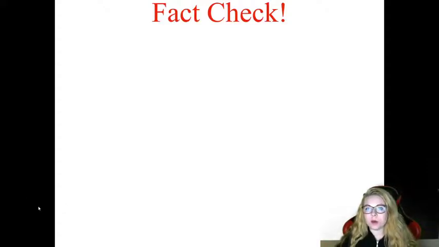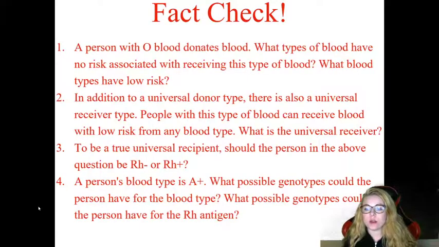Number 1 says that a person with O blood donates blood. What types of blood have no risk associated with receiving this type of blood? And what blood types have a low risk? So the answer would be that only O negative has no risk of getting the wrong type of blood here. But there is always a risk for the donor's antibodies in the recipient. However, all other blood types have a fairly low risk as well.